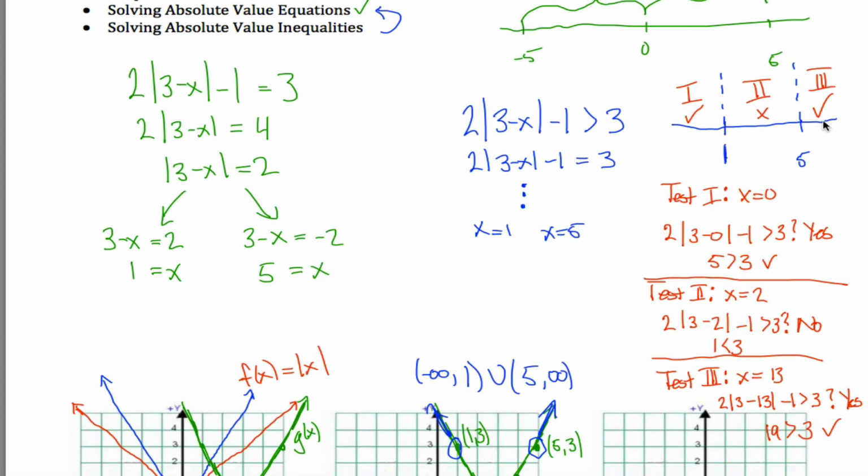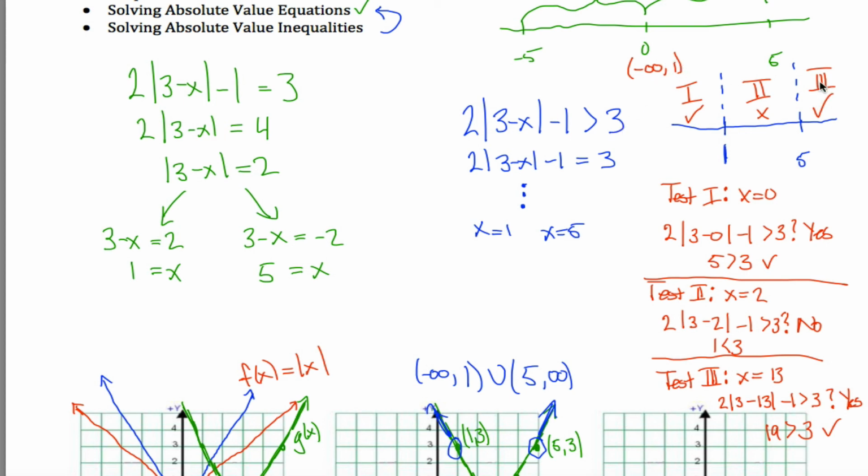So then you go back up here, and you're like, okay, all of region 1 are solutions, and all of region 3 are solutions. Region 1 is all of the numbers from negative infinity up to 1. I don't want to include 1 because 1 itself is not in my solution set. 1 is a point that makes the left-hand side equal to the right-hand side, but I want the left-hand side to be strictly greater than the right-hand side. So I don't want to include 1.